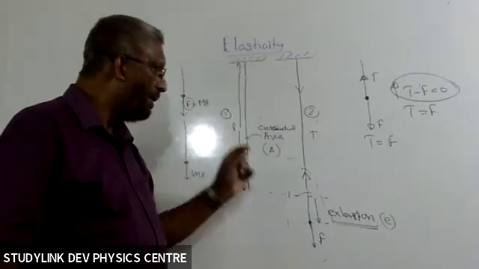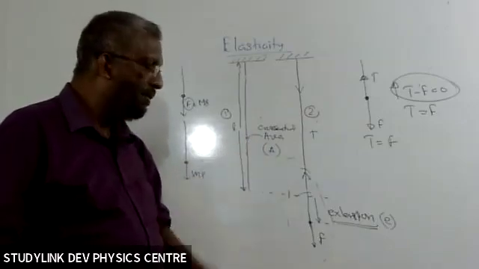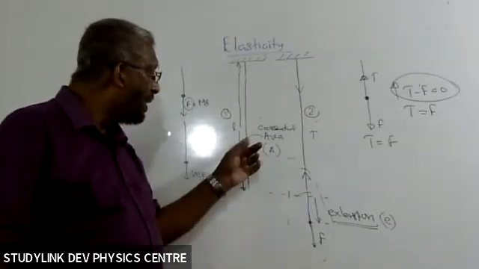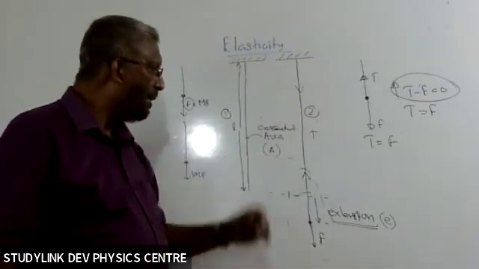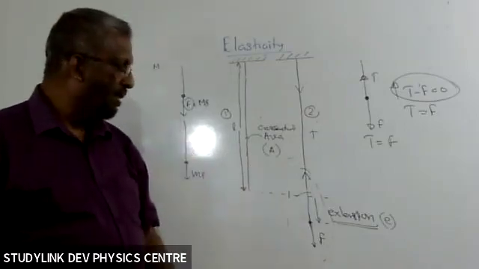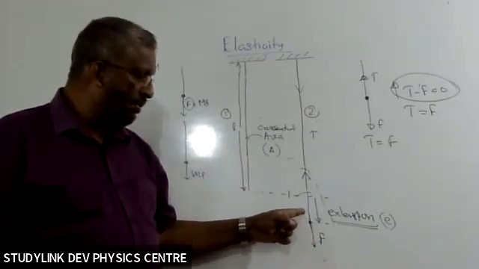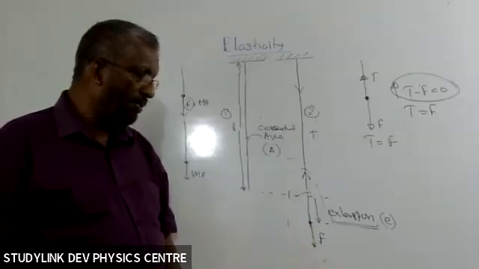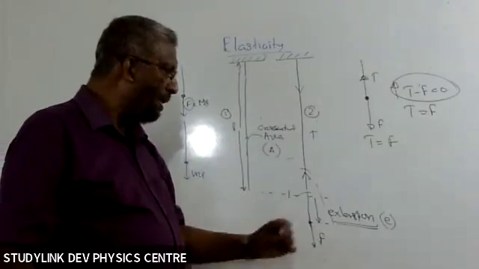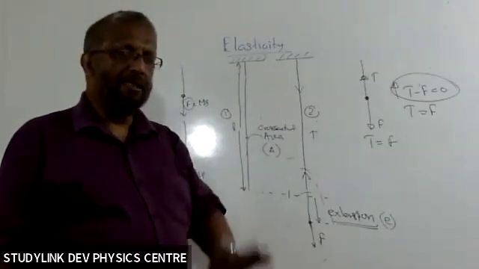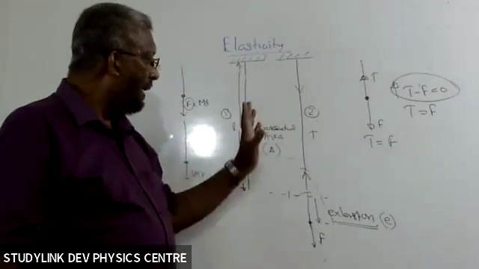Then the original length is considered as simple a. And the wire has a cross-sectional area, and it is denoted by capital A. The force given or exerted to the bottom of the wire vertically down is denoted by capital F. I have considered 4 physical quantities here. Now, you can understand this.